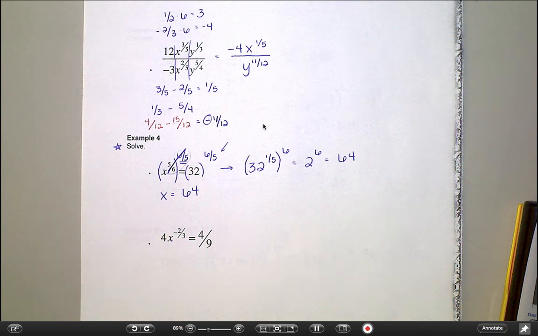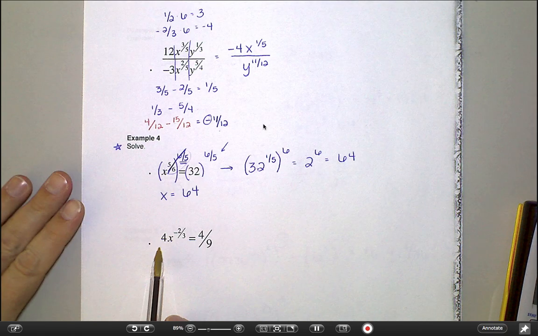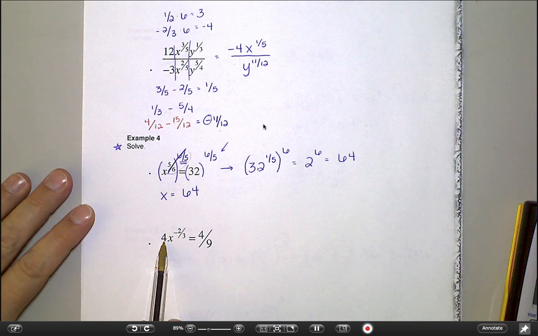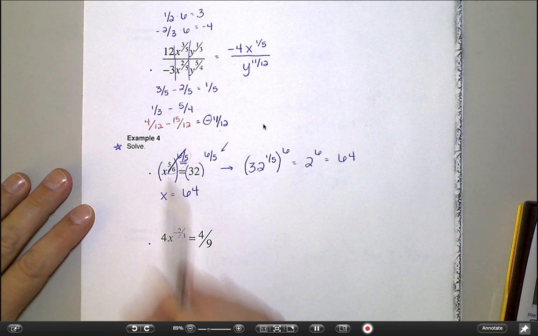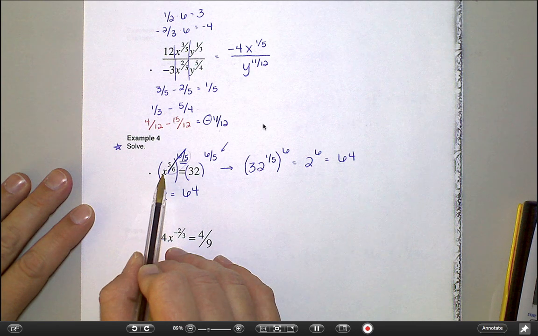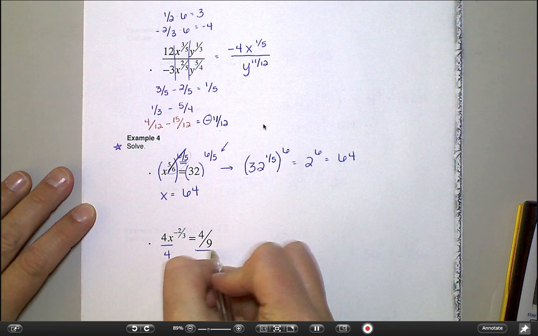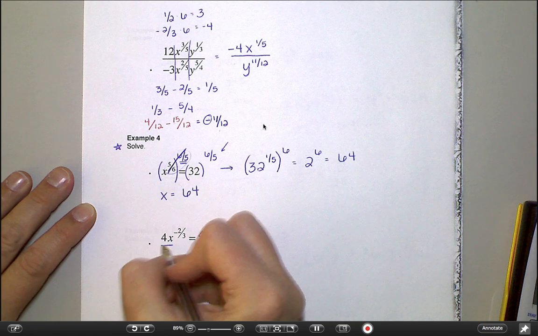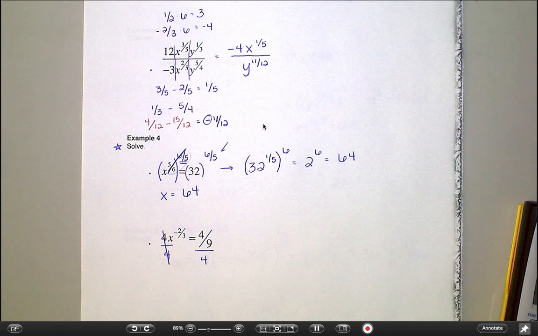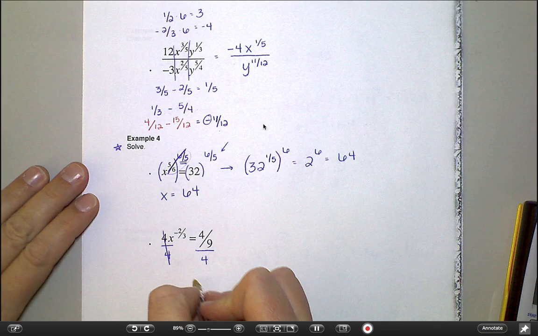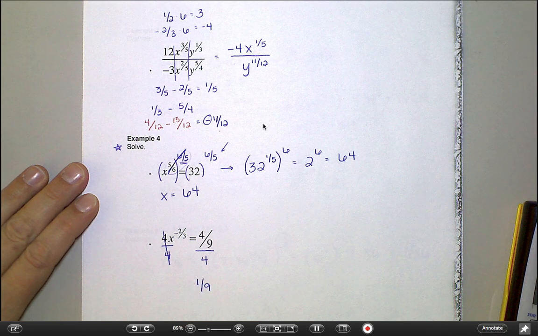Okay, so on that next one, first thing I'm going to want to do is get rid of that 4. I can't do anything with the power until I'm down to the point where all I have is x to the power left. So I'm going to divide by 4. This may freak you out right here, the 4/9 divided by 4, but I want you to think about this practically. If you have 4 of something, you have 4/9, and you divide it by 4, what you're going to have left is 1/9.